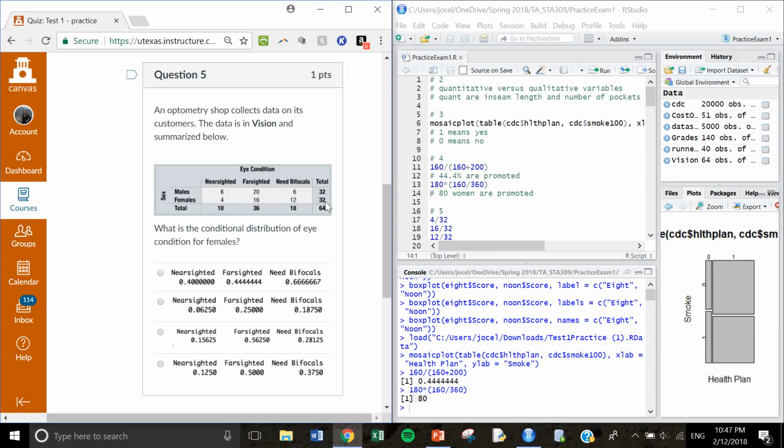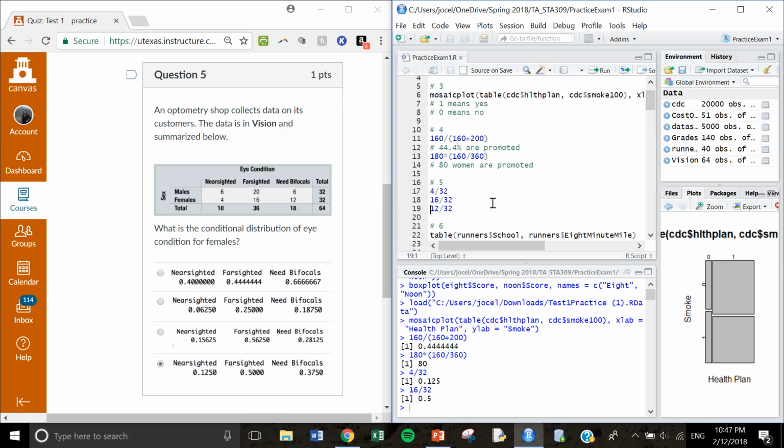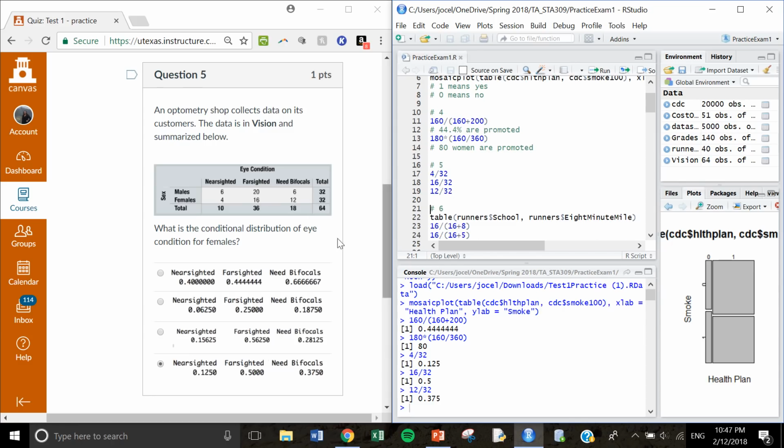But we're looking at conditional, so it's this data, this 4, 16, 12, and 32. The percentage of females that are nearsighted is going to be 4 divided by the total for females, which is 32. I run that one, and I get 0.125, so I know immediately that it has to be this last option. But I can check the rest to make sure I'm right. 16 divided by 32 is 0.5, which is right here, and 12 divided by 32, the percentage of females that need bifocals, is 37.5. So just remember, for conditional distributions, we're dealing with the data in the middle of the table. For marginal, we're dealing with the data in the margins.